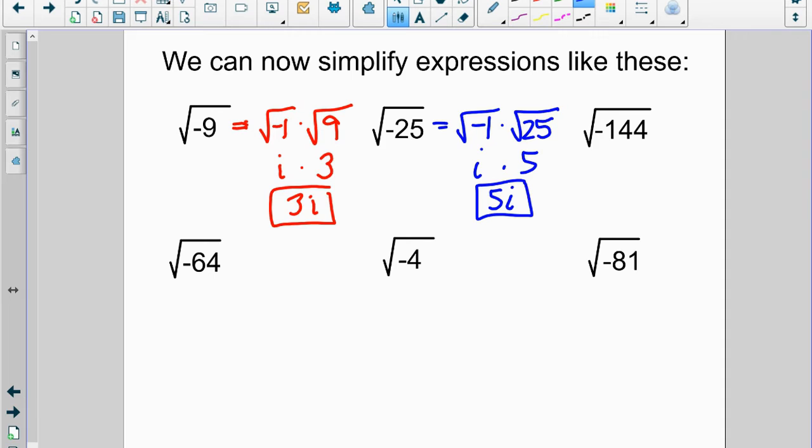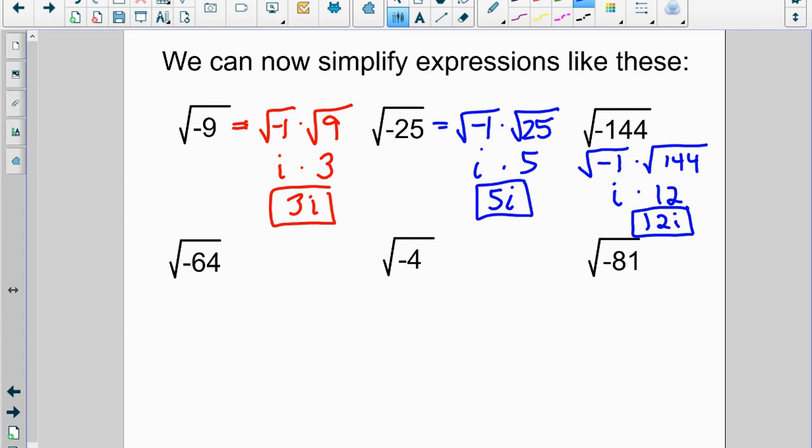Maybe you're starting to develop a pattern here in what's happening. In this next one, square root of negative 144, if we follow that same pattern, we're just going to rewrite it by taking that positive number and the negative 1 and split it apart that way. And then that's helpful because we know the square root of negative 1 is what we're calling i, and the square root of 144 is 12, since 12 times 12 is 144.